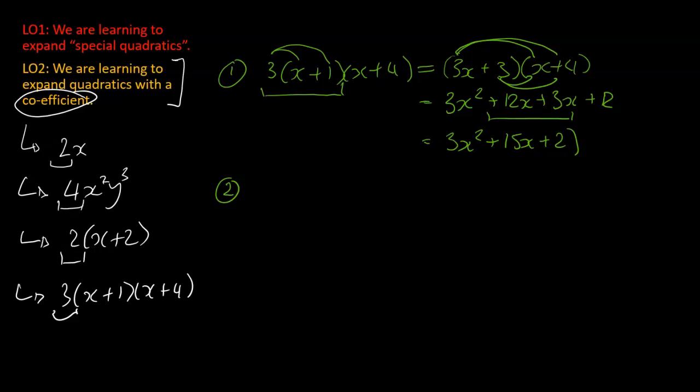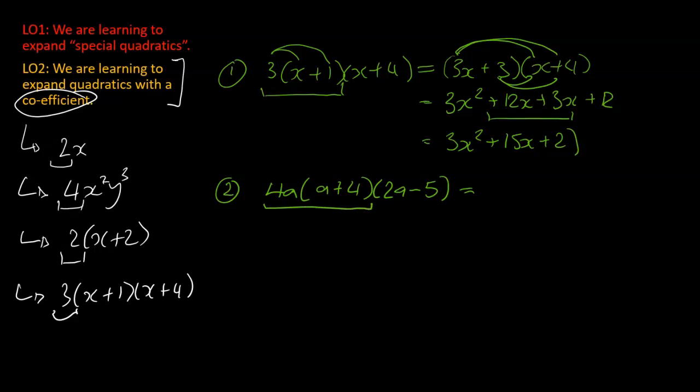So let's have a look at the second one as well. We'll try to make this one more complicated. Let's say we've got 4a, and then we've got maybe a plus 4, and then we're going to have 2a minus 5. So it looks like a bit of a nightmare, but let's have a go. Let's see what happens when we do this.